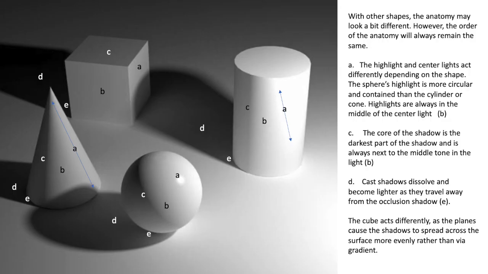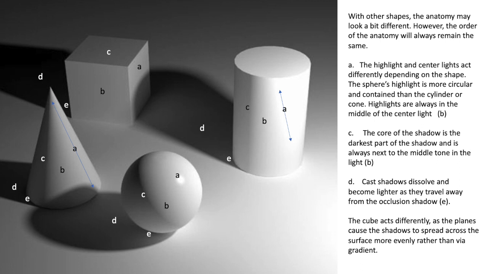With other shapes, the anatomy may look a little different. However, the order of the anatomy will always remain the same. The highlight and center lights act differently depending on the shape. However, they're always in the same place. In the sphere, the highlight is more circular and contained than the cylinder or the cone.